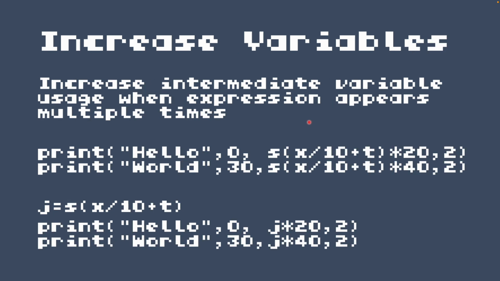So the next thing you can do is increase intermediate variable usage. When the expression appears multiple times, for example, in this sample we have this sine x divided by 10 plus t, by 20, and then we have sine x divided by t plus 40. So we can take the commonality here, which is the x divided by 10 plus t, and pop that into its own variable, and you can see then we will have saved a good bit of code.